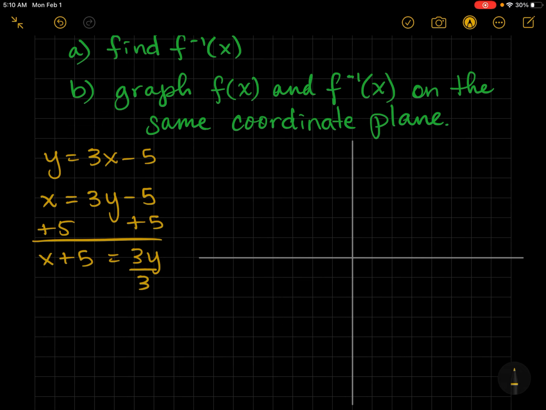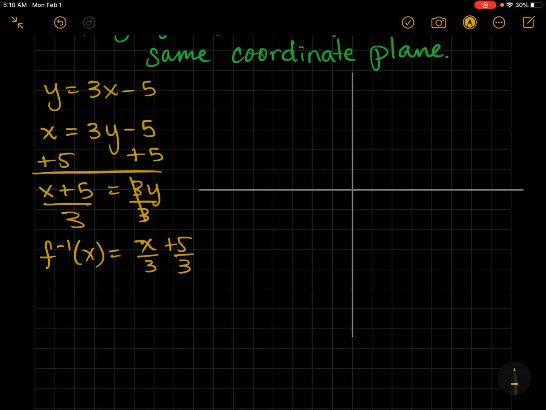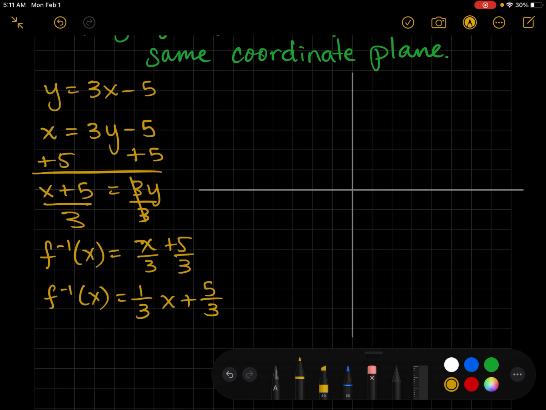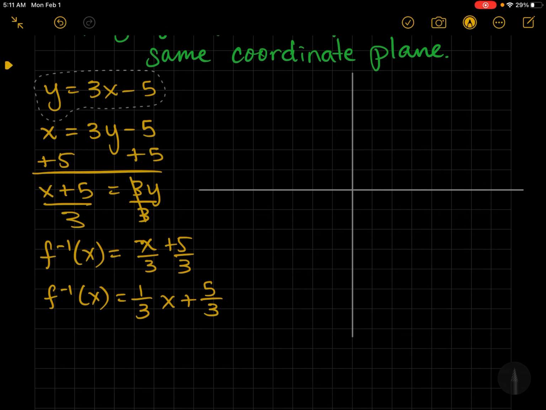Okay, so I'm just going through my steps. Y is by itself, so f inverse of x is x plus 5 over 3. I'm going to split this. And the reason I'm going to do this is because I already know I'm planning to graph this. So I want it to look like slope-intercept form. That makes it a little easier to graph. So I'm going to start off by graphing this one.